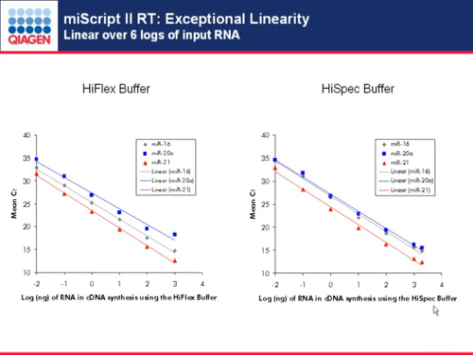And whichever format you need to achieve your experimental goals, the miScript II RT kit offers robust performance. Shown here, either buffer enables exceptional linearity over 6 logs of input RNA. And on the x-axis, we show that a range of 10 picograms to more than 1 microgram of RNA in a reverse transcription reaction using either HiSpec or HiFlex buffer results in linear detection in qPCR.